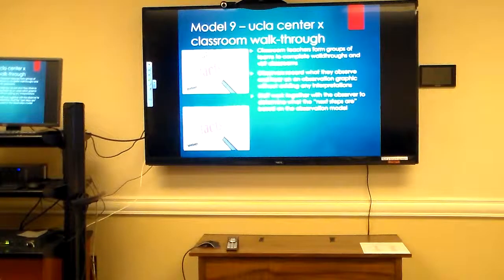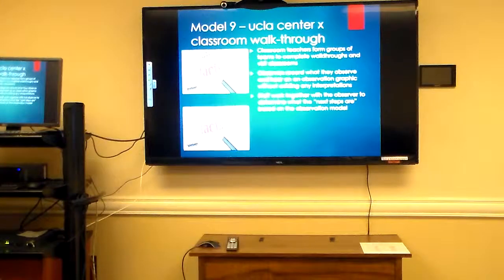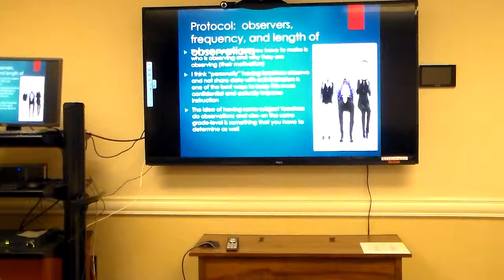The UCLA CenterX Classroom Walkthrough. This is an observation model that really looks at teacher speak and student speak, and all that you do is you write down what's heard, and then what's heard, you make your decisions based off of, but you don't add any interpretations. The staff work with you to determine how you interpret what the next steps are, and also what those next steps are supposed to look like.